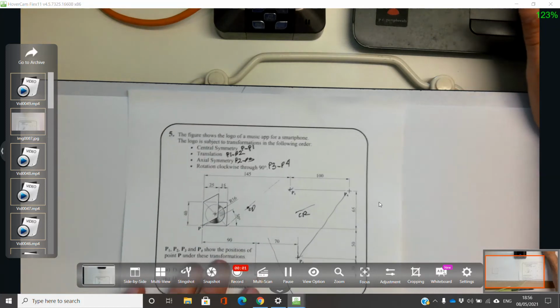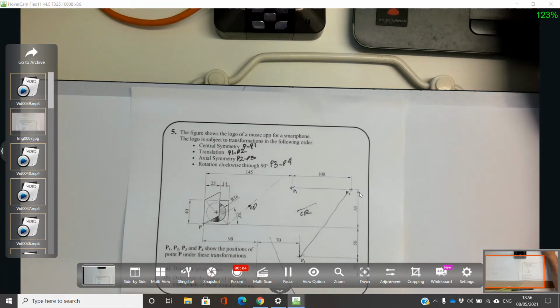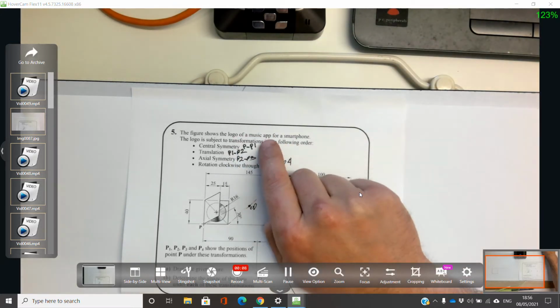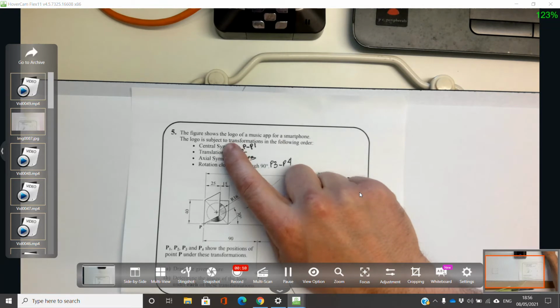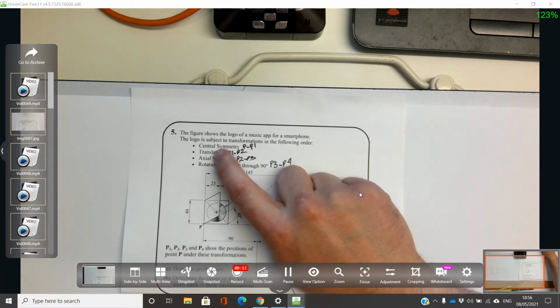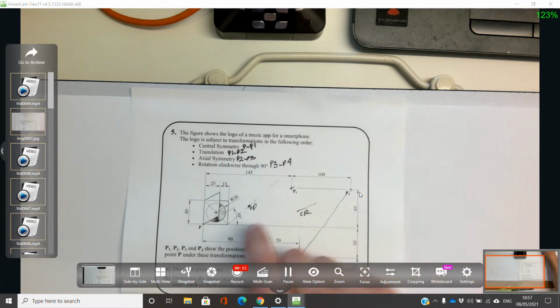So, welcome to the 2014 Section B, Question 5 on transformation geometry. The figure shows the logo of a music app for a smartphone. The logo is subject to transformations in the following order: central symmetry, P to P1.